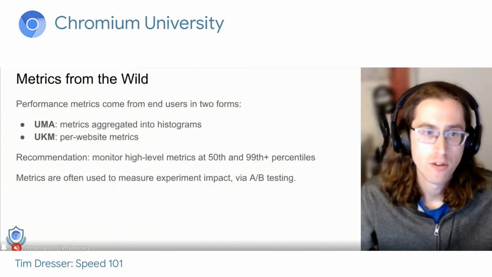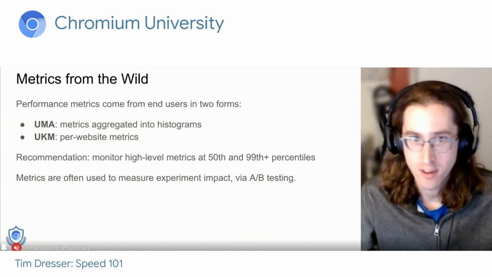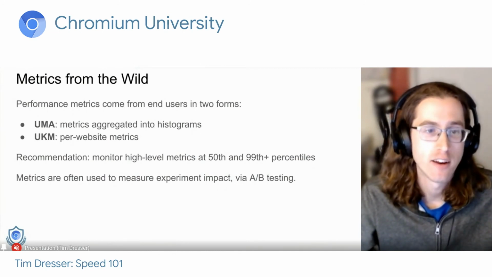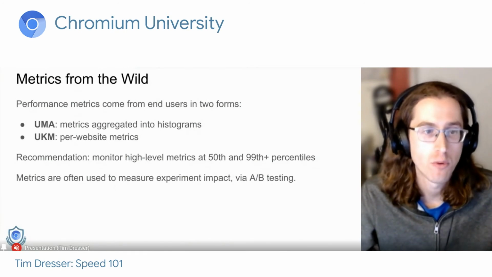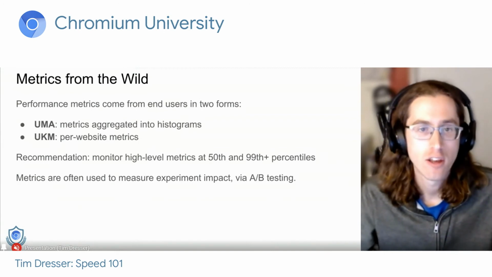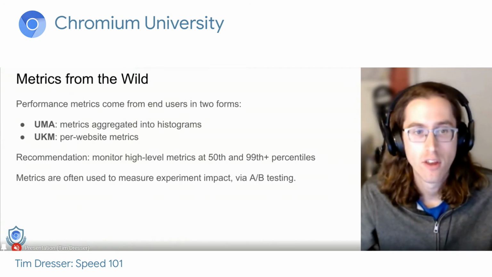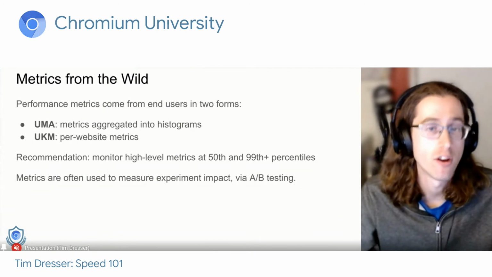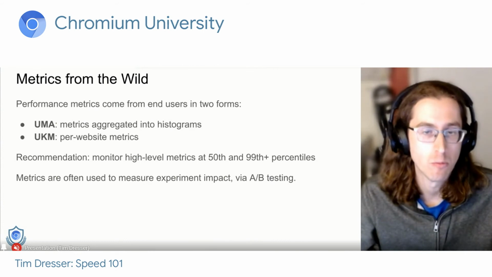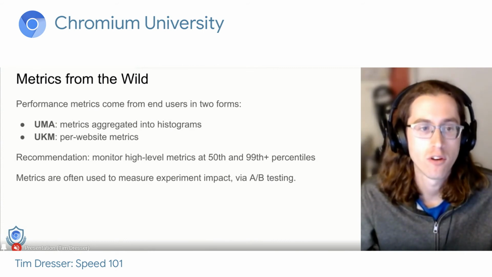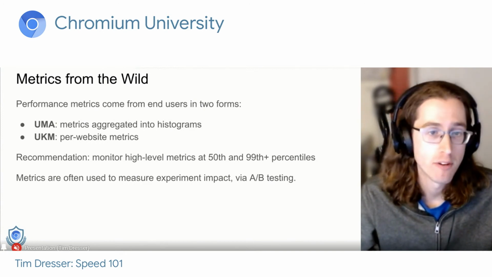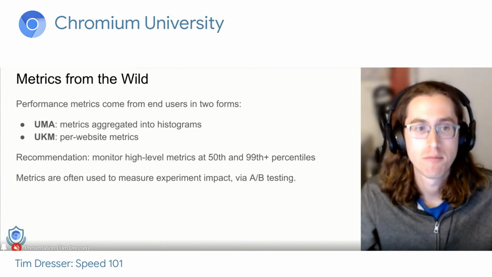Performance metrics from end users come in two different forms, as Rob discussed. This holds true for all metrics. UMA, which are metrics aggregated into histograms, and UKM, which gives us per-website metrics. When monitoring metrics for regressions, I'd encourage you to look at a couple of different percentiles. 50th and 99th is a good place to start, although you may also want to look at 75th. It's easy to miss changes in the broader distribution if you overfocus on a single percentile. And these metrics are often used to measure experiment impact via A/B testing, as Rob discussed.